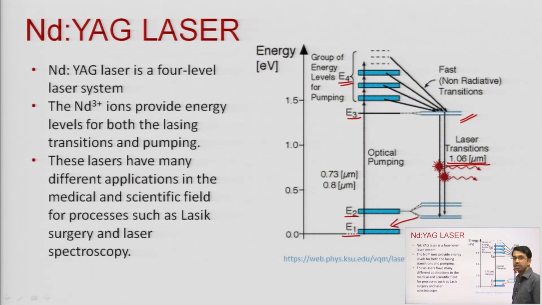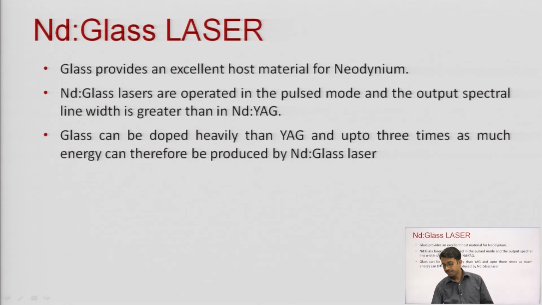So, this is a 4 energy level system that we have already seen. That is why it is more efficient than the ruby laser. Neodymium ions provide energy levels for both lasing transitions and pumping. These lasers have many different applications in the medical and scientific fields, such as LASIK operation, surgery and laser spectroscopy. Fine.